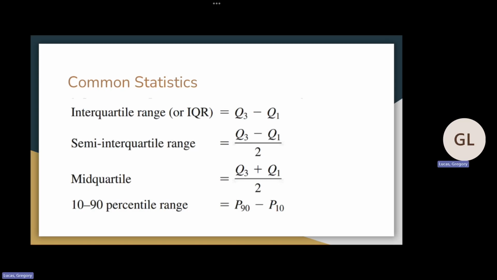And then same thing for 90 and 10. We break everything into 1% groups. Once we go through 90% of the data in our list, we stop at that number. That'd be P90. For 10, we go through 10% of the data. Whatever number we're at, that would be P10.